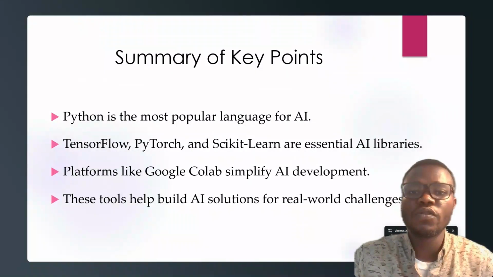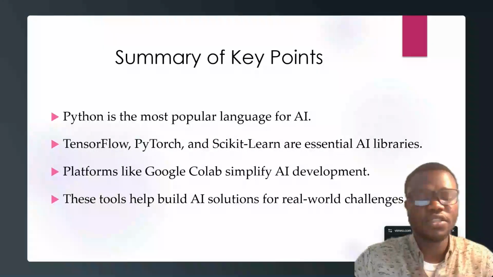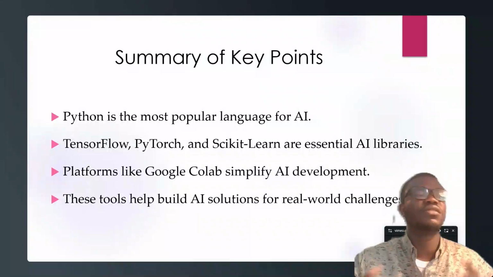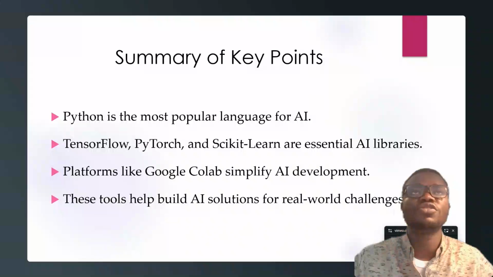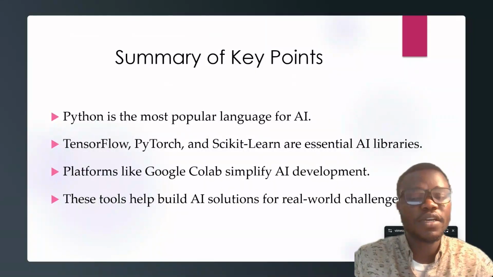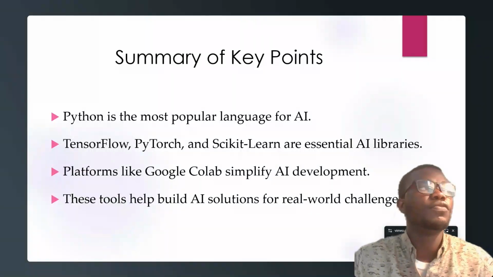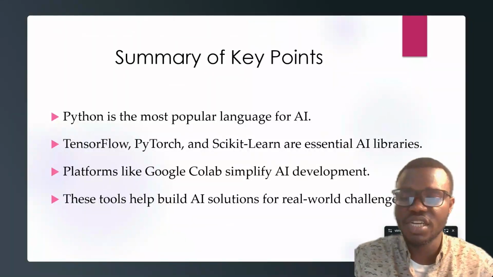So, a summary of the key points. Python is the most popular language for AI. TensorFlow, PyTorch, and scikit-learn are the essential AI libraries. When it comes to deep learning, TensorFlow and PyTorch are like the architectures in which the algorithms are built. Platforms like Google Colab simplify AI development. Google Colab is used a lot because it's an online resource. It enables teams and it can be shared.